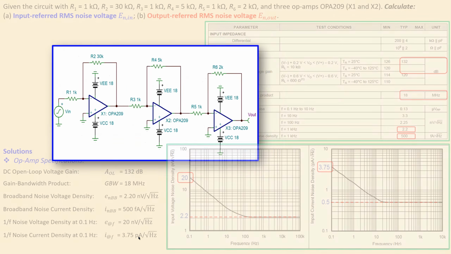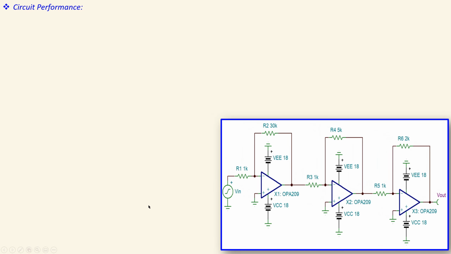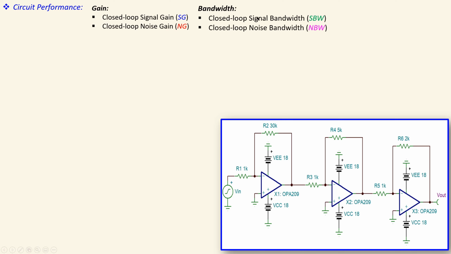So let's look at the next step, which is the circuit performance. What kind of performance do we have in terms of gain, of course the signal gain and also the noise gain? And what do we have as a bandwidth, the signal bandwidth and also the noise bandwidth? We will use this for our specific noise calculations, but we also need the signal bandwidth, the signal gain and also the noise gain for the calculations, since this is a multiple stage amplifier.